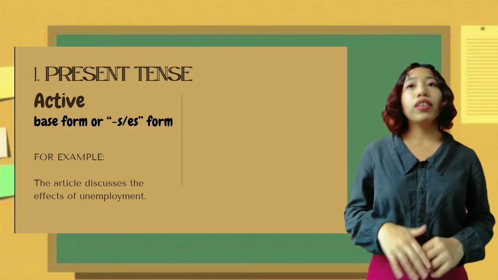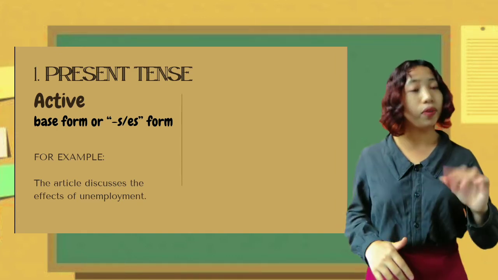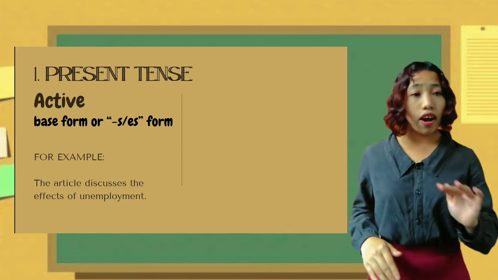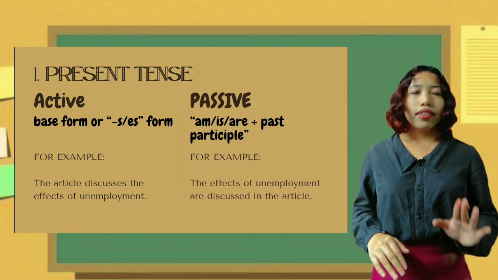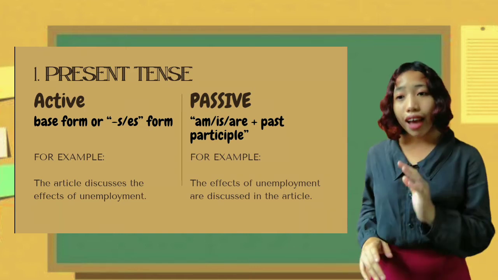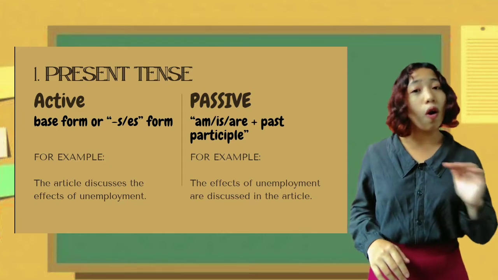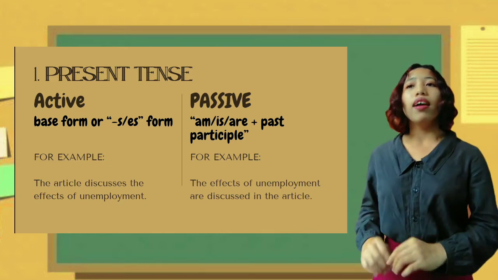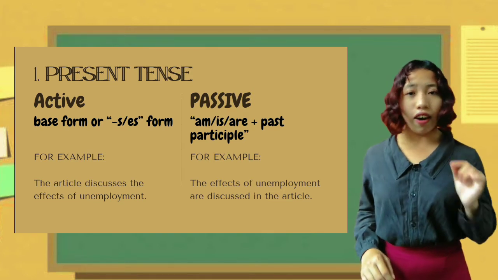In active, the verb is in the base form plus es or s. For example, the article discusses the effects of unemployment. In passive, the verb is in the form am or is or are plus ed or en. For example, the effects of unemployment are discussed in the article.